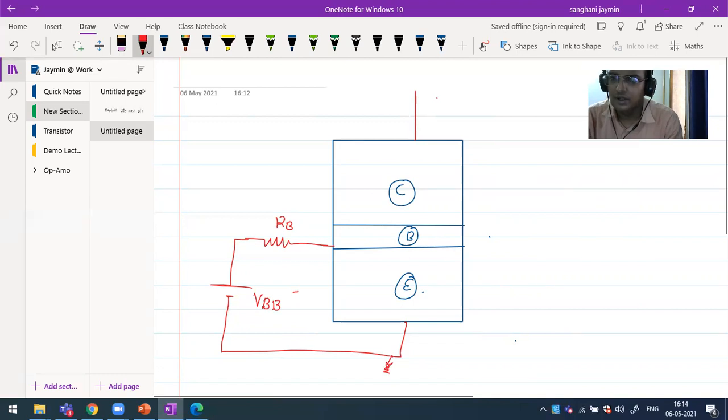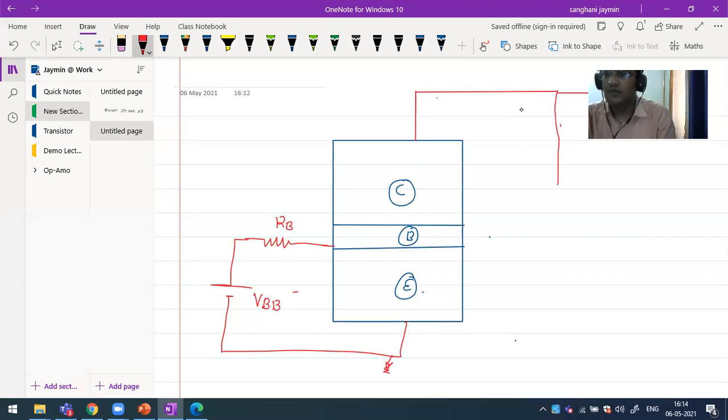Whatever transfer can be present between the collector and base, that can be present via the emitter. This is known as the RC resistor, and here it is known as VCC.